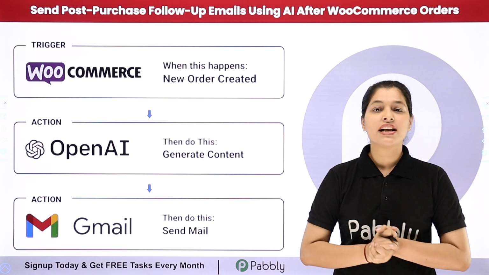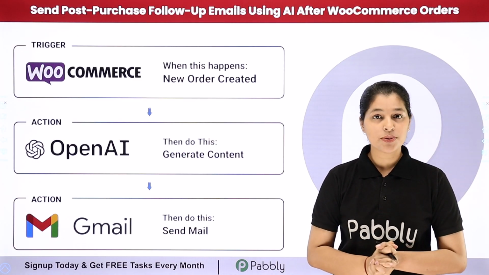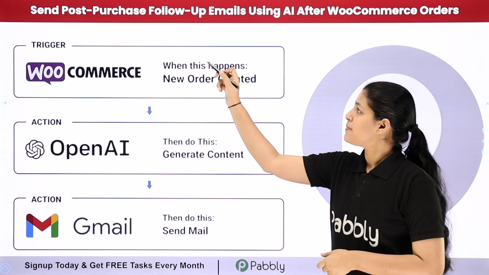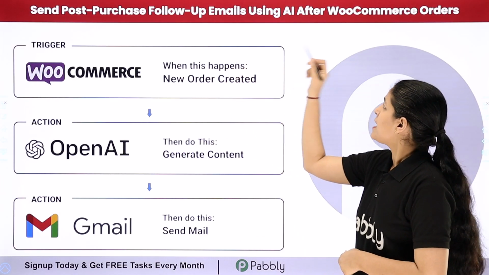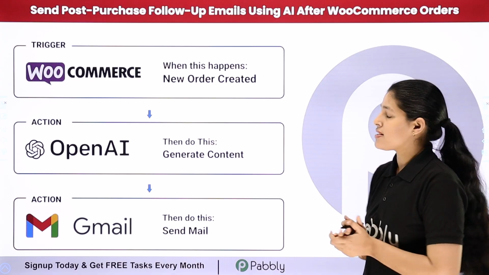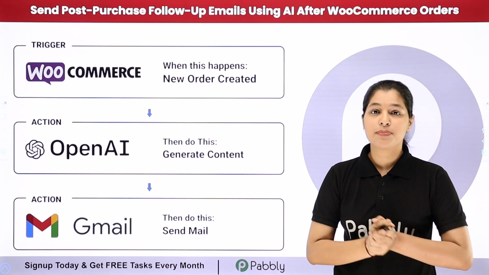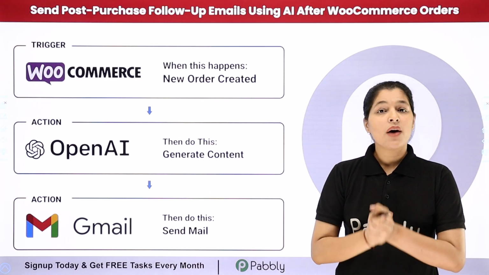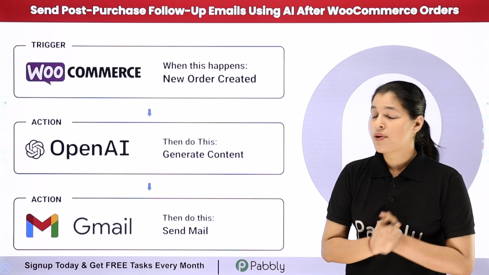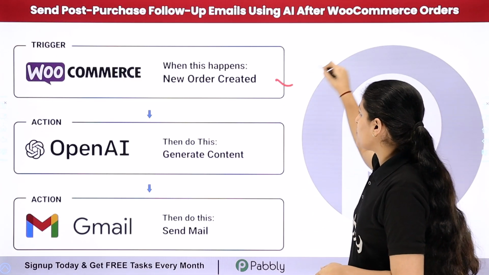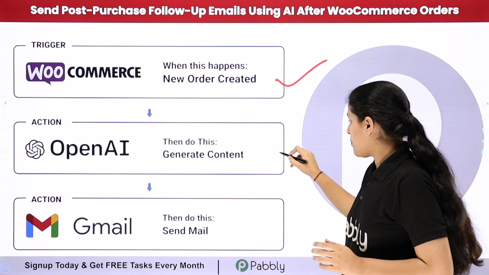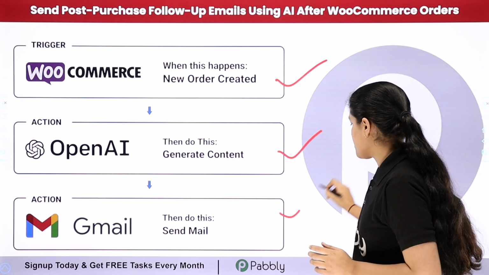So hello everyone, welcome to Pabbly, and in this video I am going to show you how you can send post-purchase follow-up emails using AI after WooCommerce orders. And I have created this automation by using Pabbly Connect. So now as soon as I receive a new order over my WooCommerce store, I am going to generate the email content using OpenAI and send the email by using Gmail.